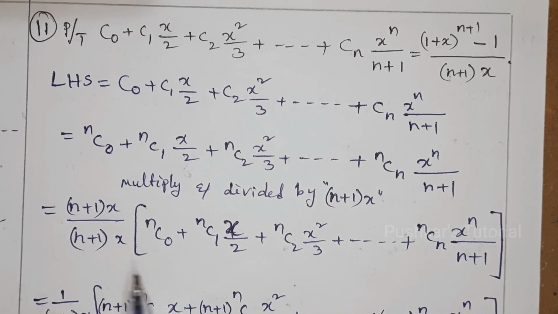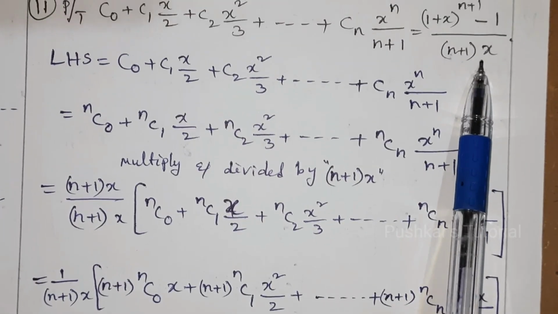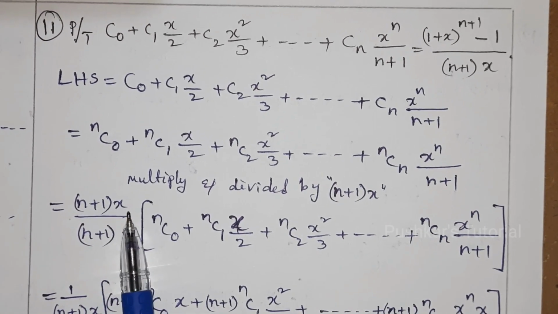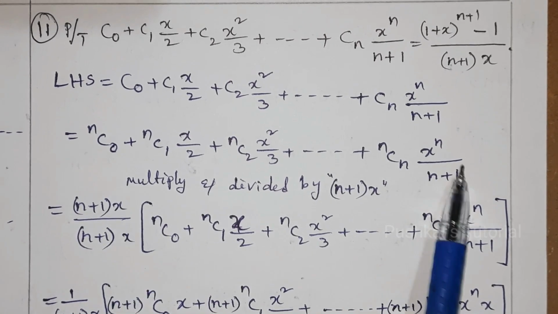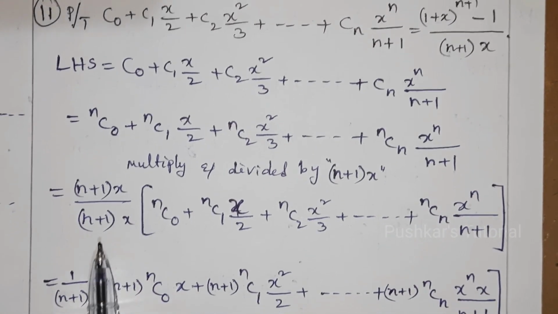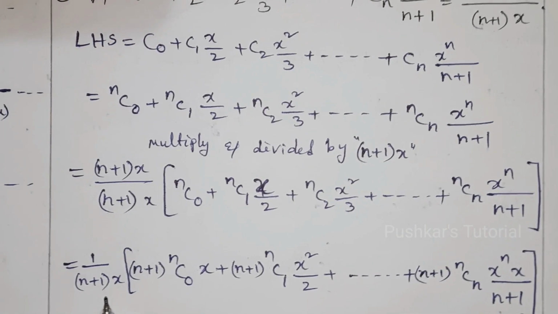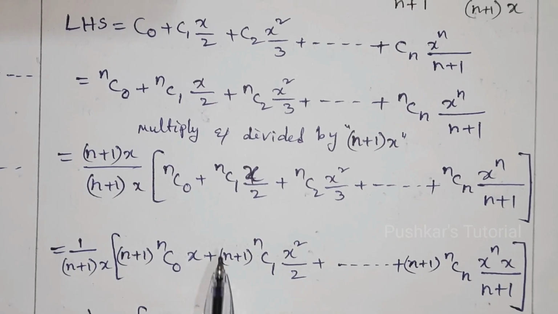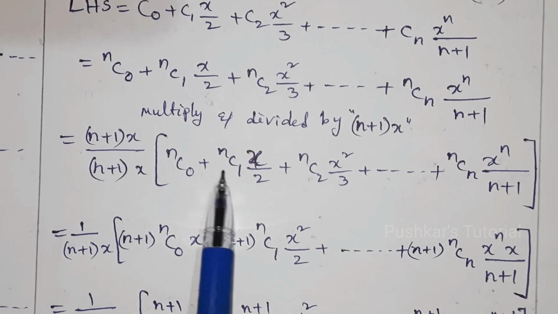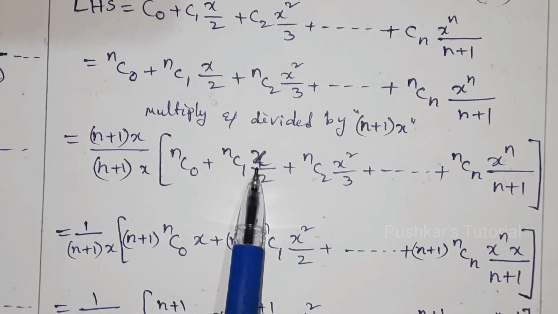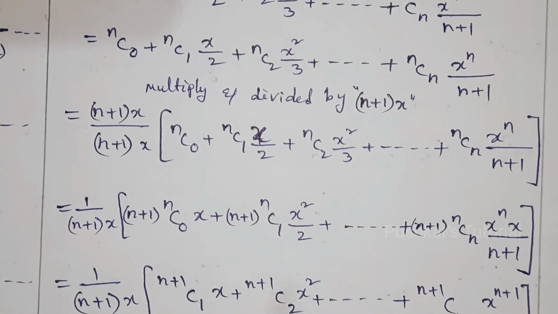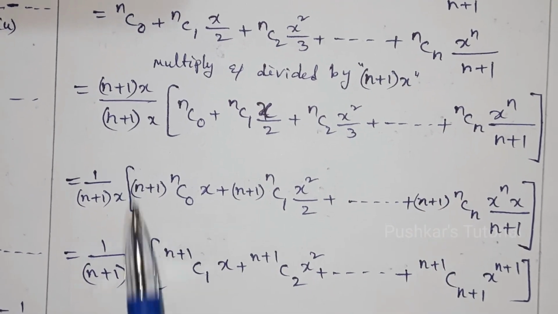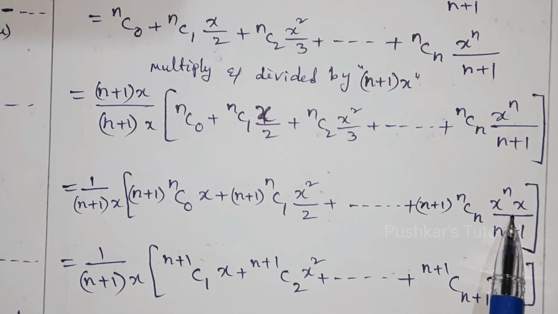So here in the RHS I need (n+1)x in the denominator, so I am multiplying and dividing with the denominator term. So (n+1)x over (n+1)x, and the 1 stays down as it is. I am continuing the denominator and just multiplying the numerator. So (n+1)nC0 and 1·x, (n+1)nC1 and x·x²/2, plus so on, and the last one also (n+1)nCn and this x·xⁿ/(n+1).